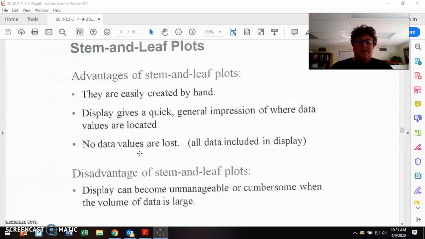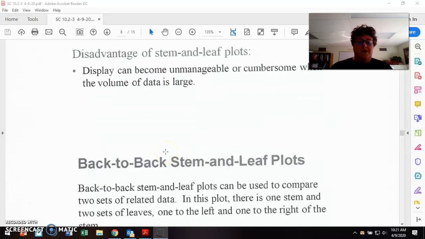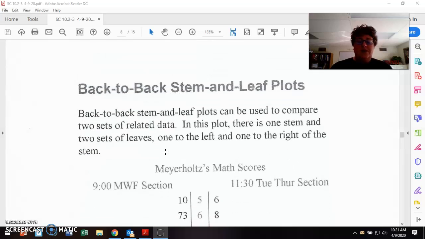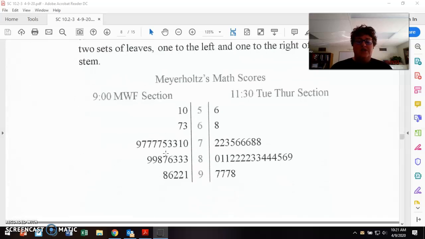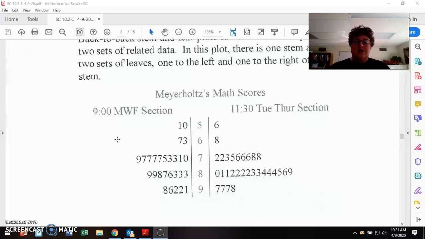Here are some advantages and disadvantages of the stem and leaf plots. I'll let you read through those. And again, that's for numerical data. You can also do a back-to-back. So if she had 2 classes, you could have your stems in the middle with your leaves for one section, leaves for the other section. So you can also compare there what's going on. So a stem and leaf plot.